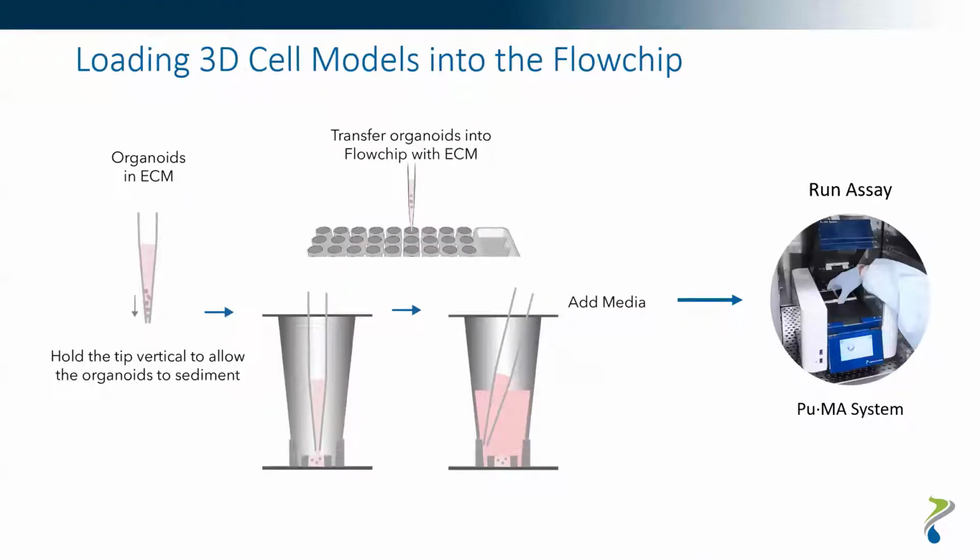The staining protocol starts with loading your 3D sample to the Flowchip in extracellular matrix. Samples are loaded in a very small volume, forming a mini dome with spheres in it. Extracellular matrix provides structural support and prevents your sample from direct contact with plastic. After loading, all you need to do is place the Flowchips in the Pu.MA system, which will run your assay.